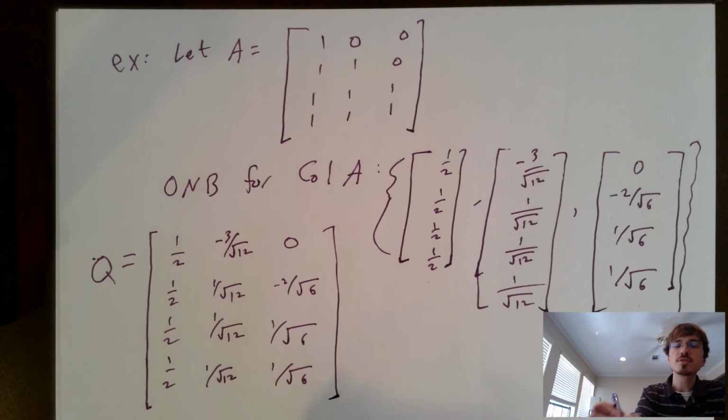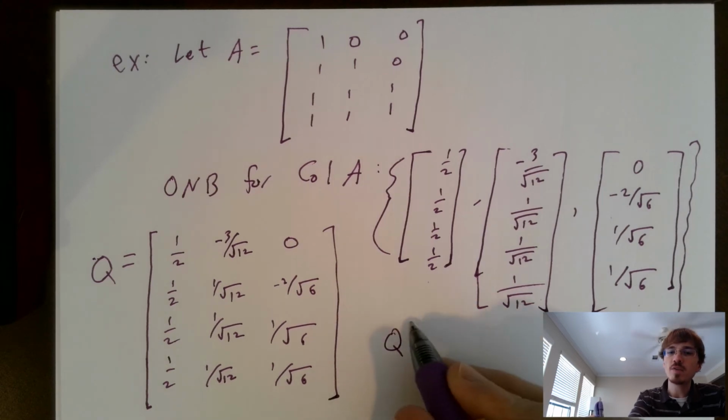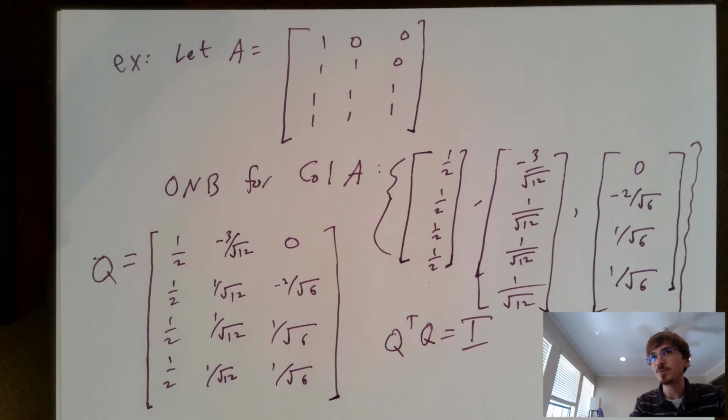Here's my matrix. I'll call it Q. What do we know about Q because it has orthonormal vectors? We know that Q transpose times Q must be the identity matrix. Yeah?